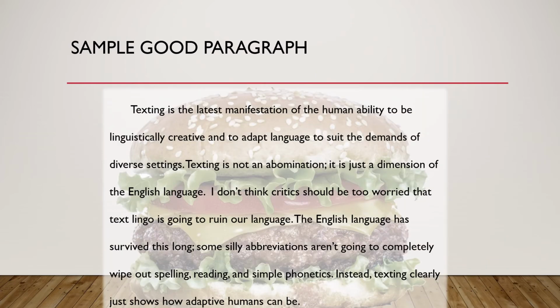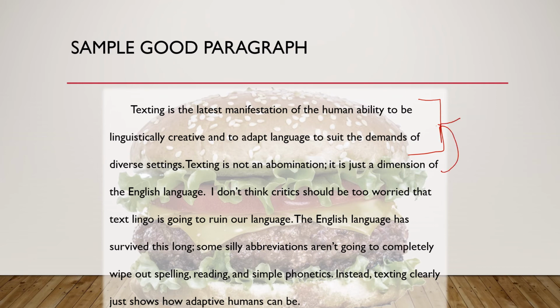Here's a good paragraph. Let's look. Here we have the first sentence is the second sentence from the previous paragraph, that texting is the latest manifestation of the human ability to be linguistically creative and to adapt language to suit the demands of diverse settings. So if this is a good paragraph, all of the sentences in this paragraph will support and explain this sentence. Texting is not an abomination. It is just a dimension of the English language.